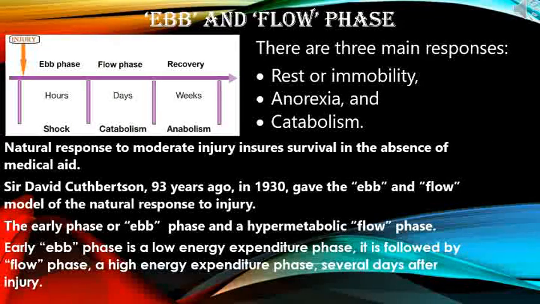Ebb and flow phase. The natural response to moderate injury is designed to ensure survival in the absence of medical aid. There are three main responses: rest or immobility, anorexia, and catabolism. Sir David Cuthbertson described the ebb and flow model of post-traumatic metabolic alterations 93 years ago in 1930. He postulated that the characteristic response that consumes protein and fat and preserves body fluid and electrolytes occurs primarily during the early phase or ebb phase, and a hypermetabolic flow phase follows the ebb phase.